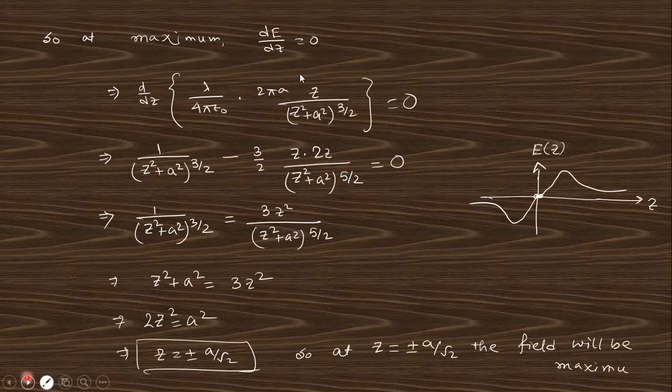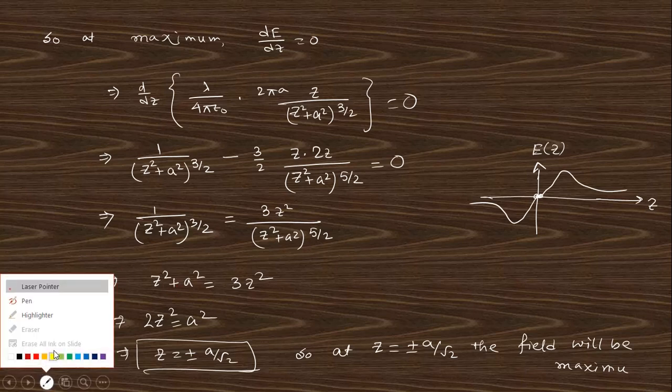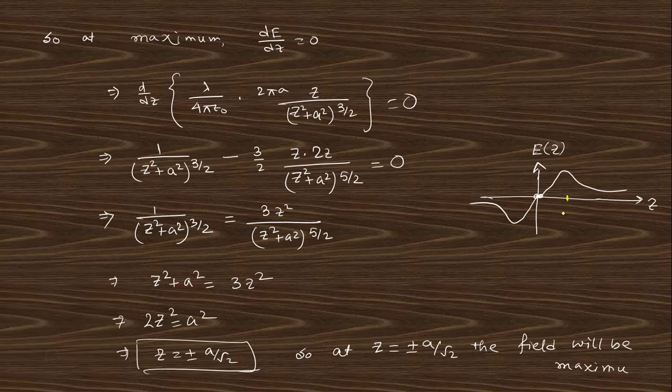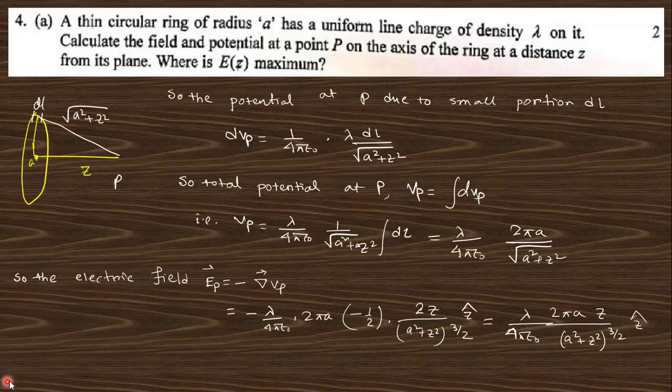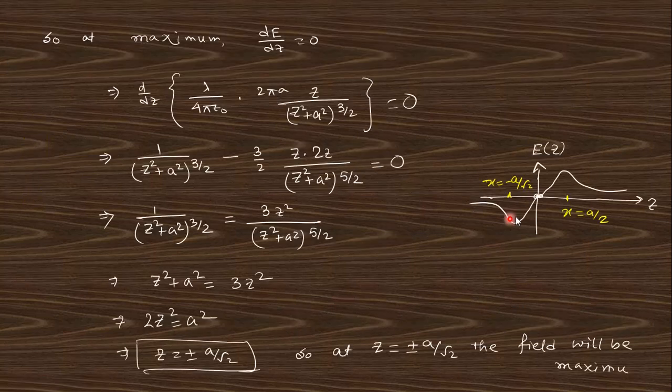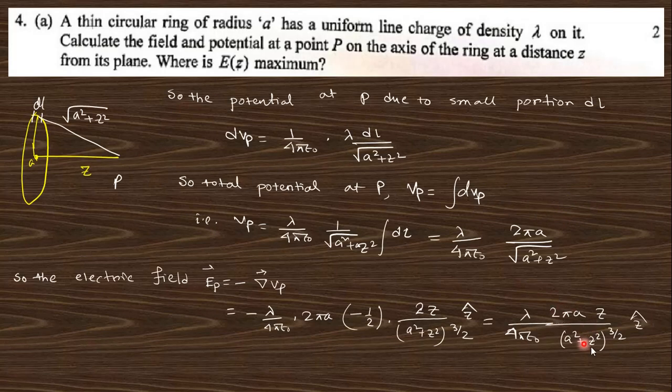Now you need to find the maximum value, so the derivative with respect to z will be 0. If you take this derivative, you will get this expression, that is z equals plus or minus a by root 2, the points where this electric field will be maximum. These are z equals a by root 2 and z equals minus a by root 2. At those points the two are equal, and at z equals 0 the field is 0. That's why we start from 0, reach the maximum at these two points, and finally at z equals infinity it is again 0.